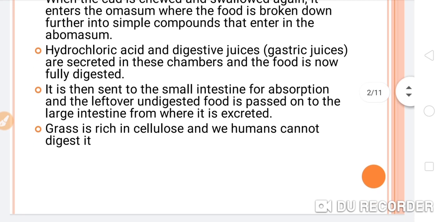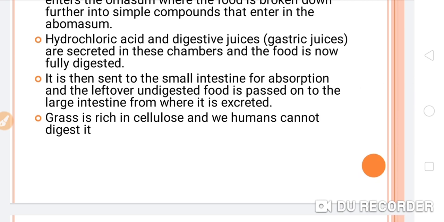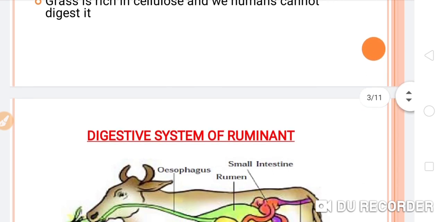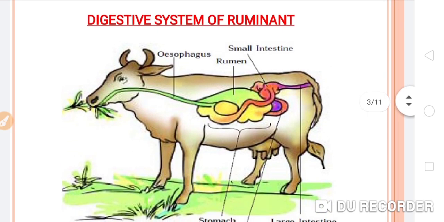Grass is rich in cellulose, and we humans cannot digest it. So this is the whole mechanism which is taking place inside the ruminants. Now next, in this slide you can see a cow, and the digestive system existing in the cow, which is a ruminant. This kind of digestive system exists inside grass eating animals.